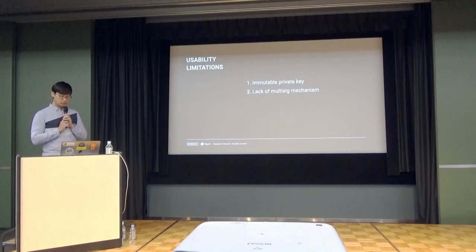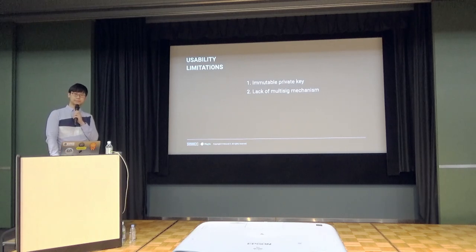The second thing is the multi-sig mechanism. If you want to increase your account security, you can use a multi-sig mechanism. But on Ethereum, you cannot use a multi-sig mechanism on the platform itself. You should create a multi-sig smart contract, and you should know how to use it. So this is very inconvenient. It would be better if we had a multi-sig mechanism on the platform level.